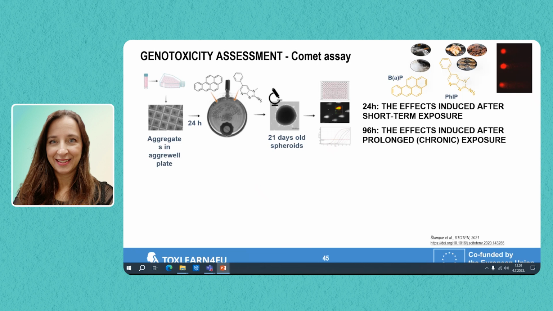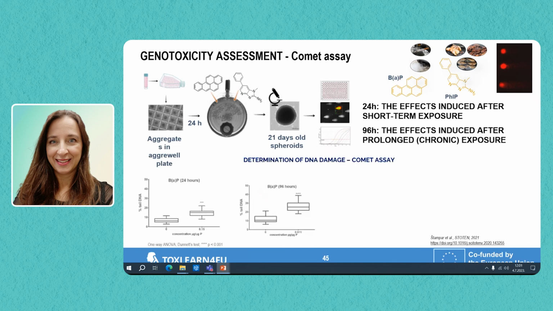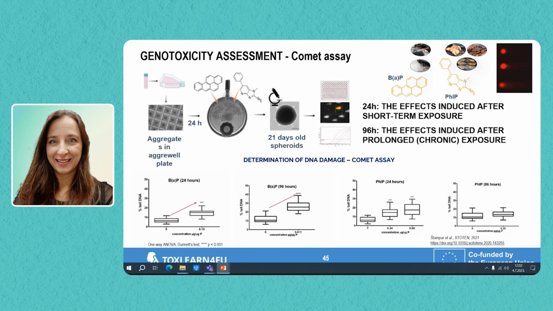This was considered a short-term exposure, and this is a prolonged chronic exposure, which is very relevant for humans, because in everyday life we can be exposed to really low concentrations of the chemicals over longer periods, like a chronic exposure. So benzoyl after 24 hours increased the damage as seen here, as well as after 96 hours. What about the FIP? The FIP, the other compound, actually after 24 hours we did detect some damage, but not after 96 hours.